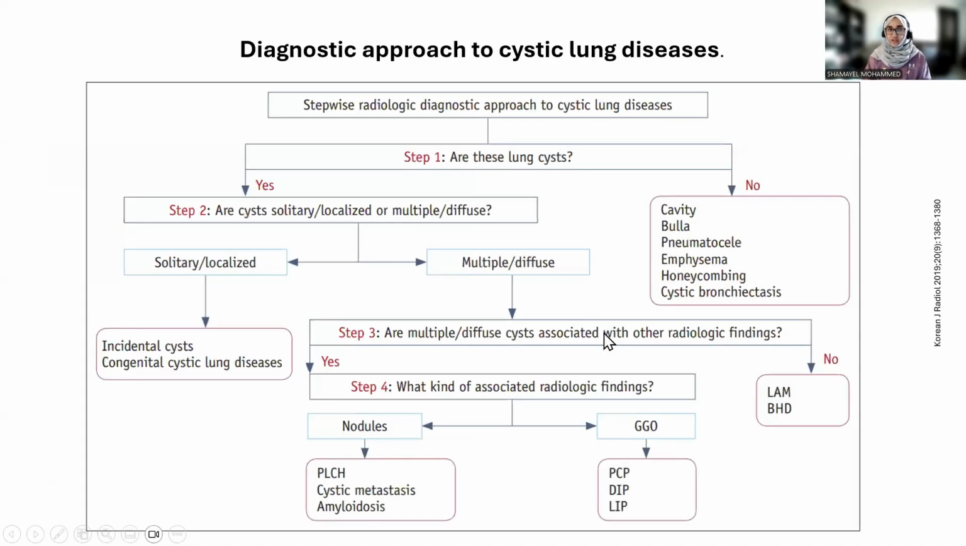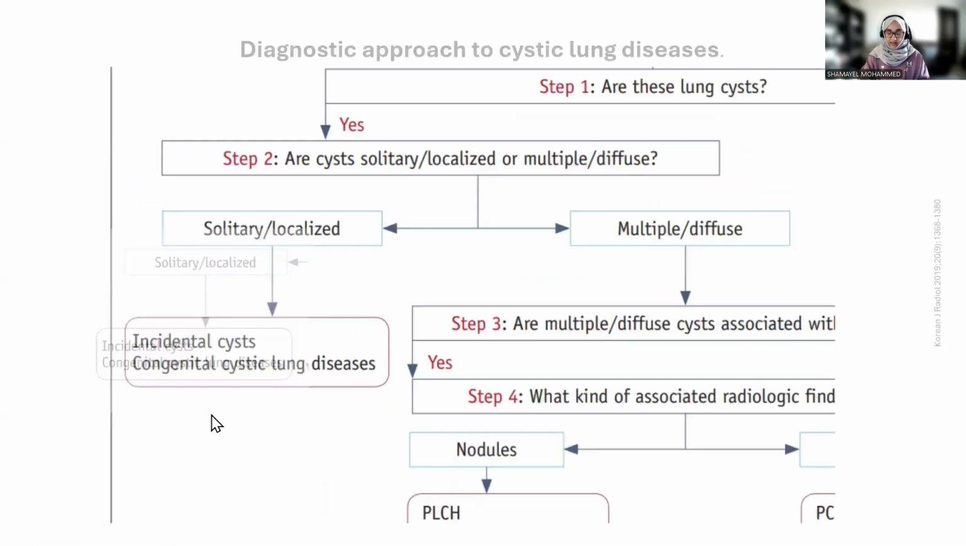Just like in radiology, I think this is a very handy algorithm that you can refer to when you are working up a cavitary lesion, cystic lesion, or air-filled lesion. The first question you want to answer is, are these real cysts? Once you have established that these are real cysts, the second question is, are they solitary and localized, or are they multiple and diffuse? So let's focus on, for example, our case, which was solitary and localized.